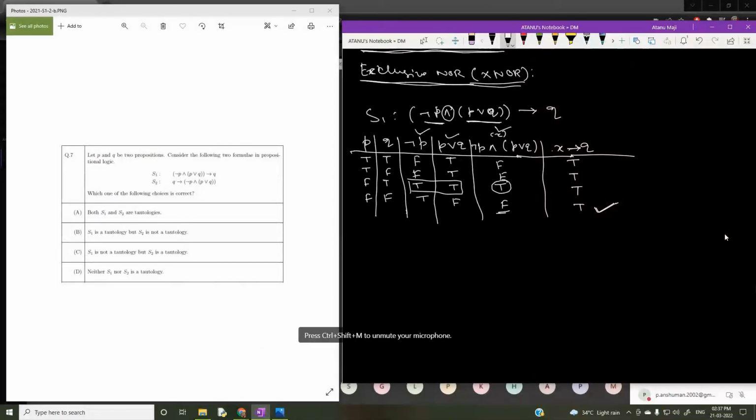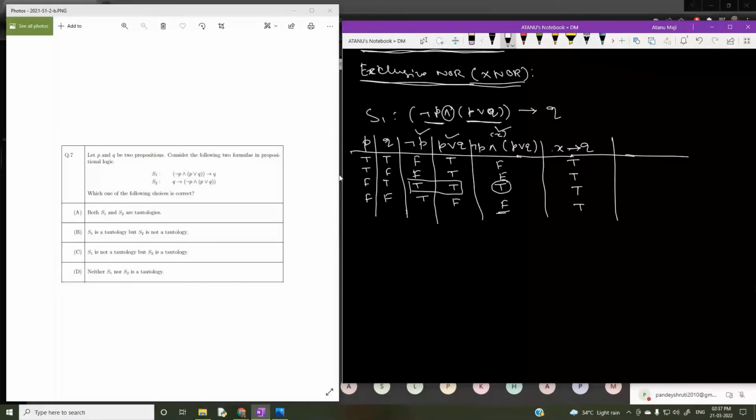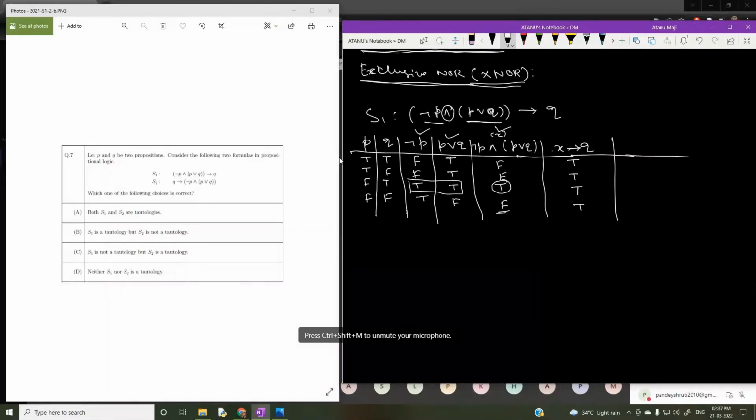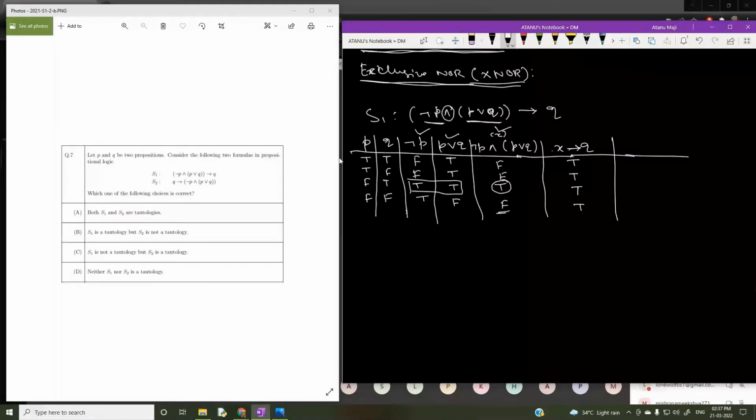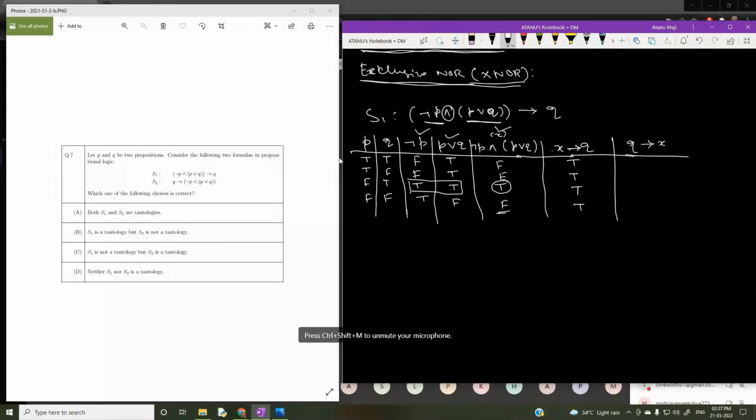Now another expression S2 is there. We have to check whether this is a tautology or not. But here you don't have to make another truth table. Everything is there. We just have to take this conditional symbol conversely. Like here we have taken X implies Q. Based on the question, we now have to find Q implies X.